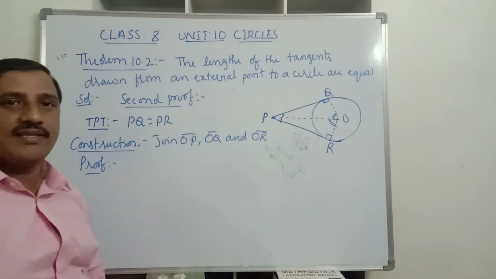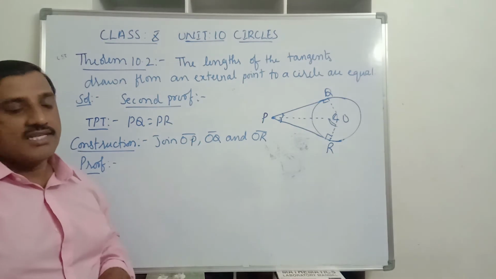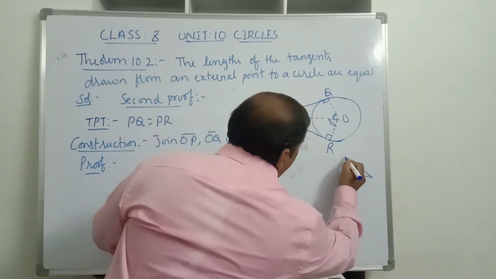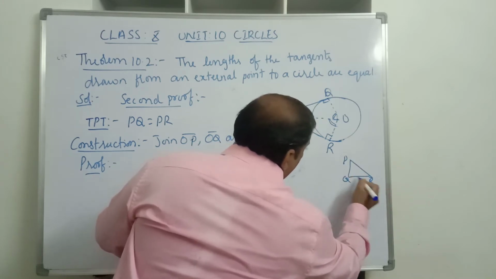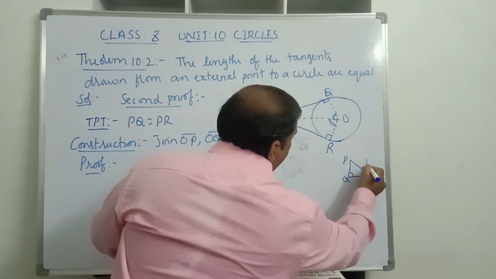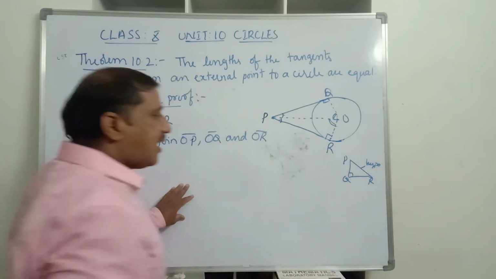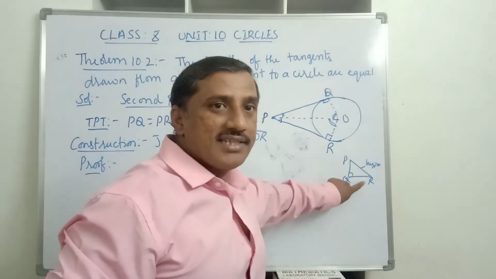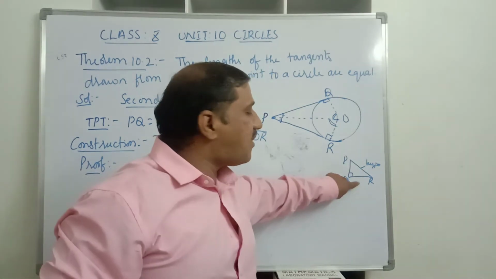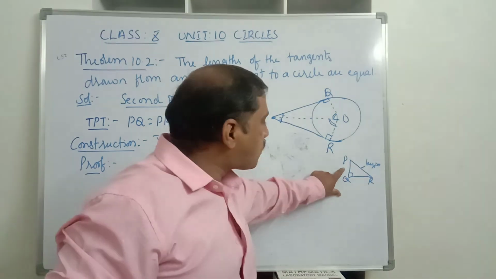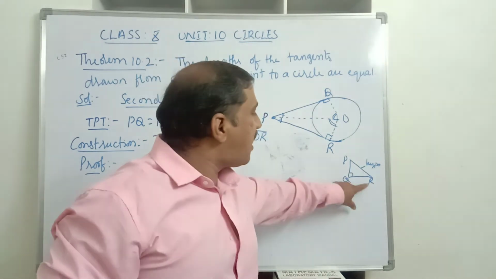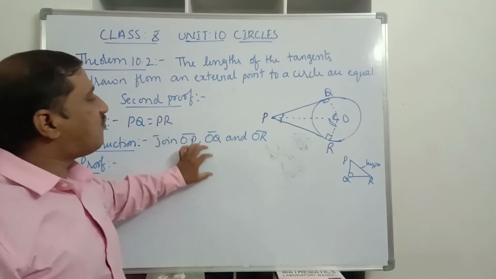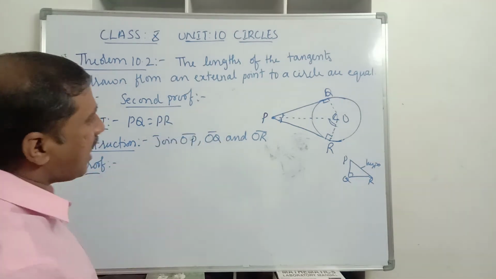What is the Pythagoras theorem? In a right angle triangle, let this be a right angle triangle PQR, and Q is 90 degrees, where PR is known as the hypotenuse. In a right angle triangle, the square of the hypotenuse, that is PR square, is equal to the sum of the squares of the other two sides, that is PQ square plus QR square. That theorem we use to prove this theorem.